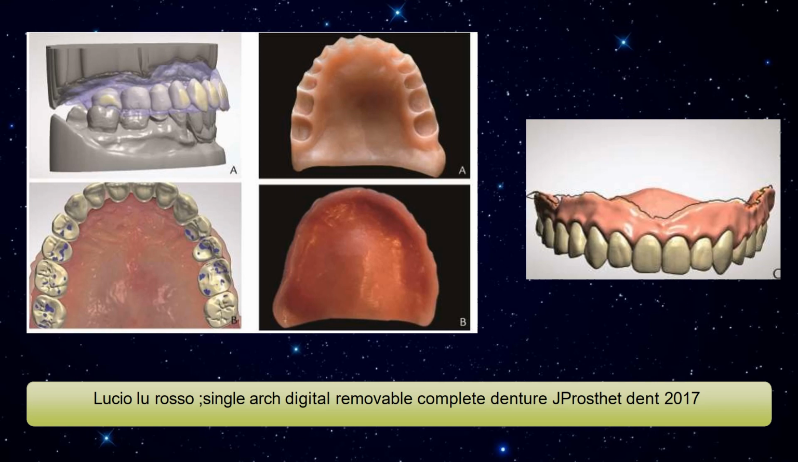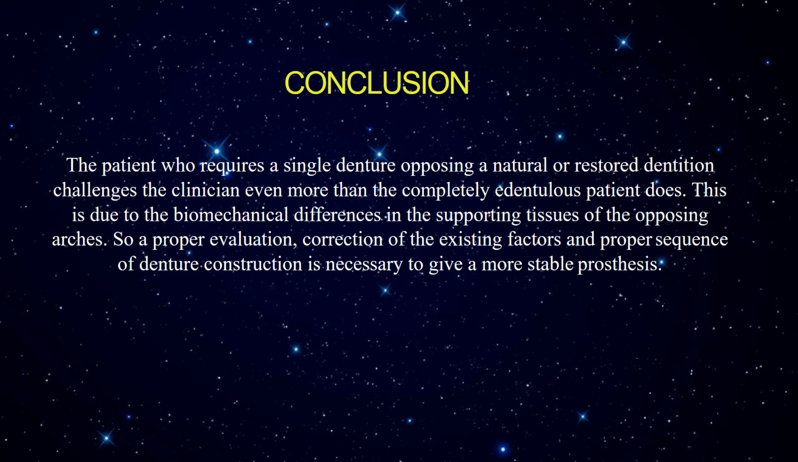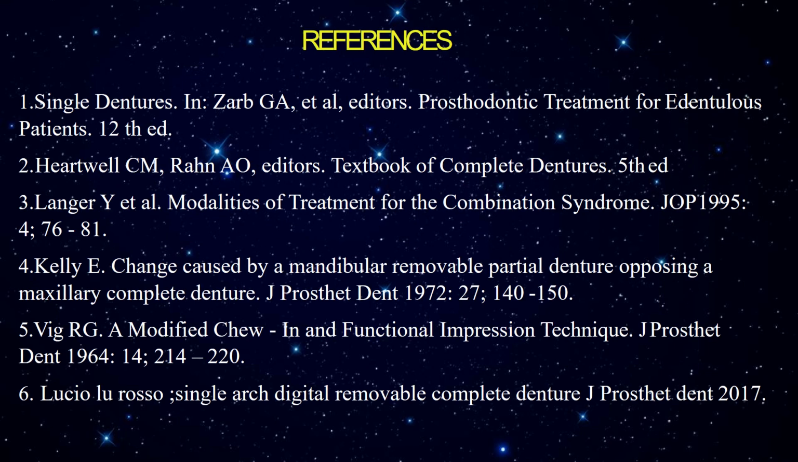Okay, so that brings us to the end of this lecture. This is the reading list of various books that need to be read. I always stress that please have standard textbooks like Boucher's, Hartwell. These textbooks are really important not only for single complete dentures, but for all topics in removable prosthodontics.